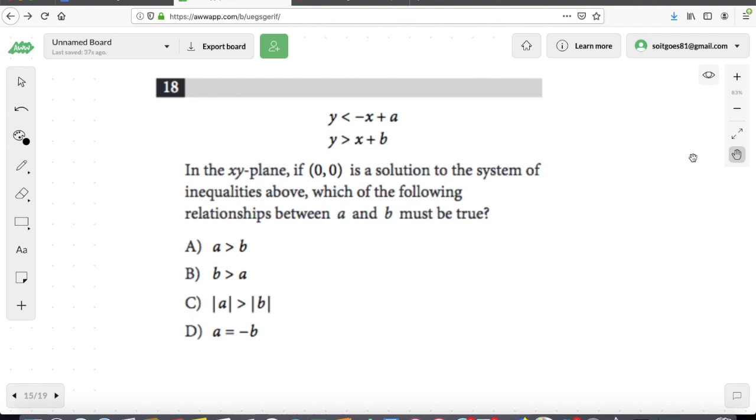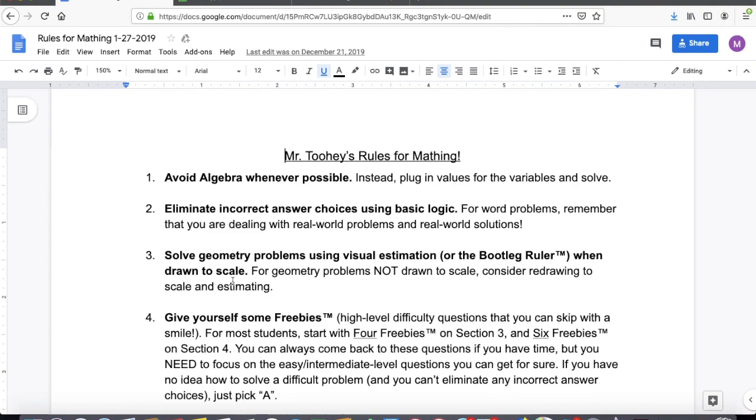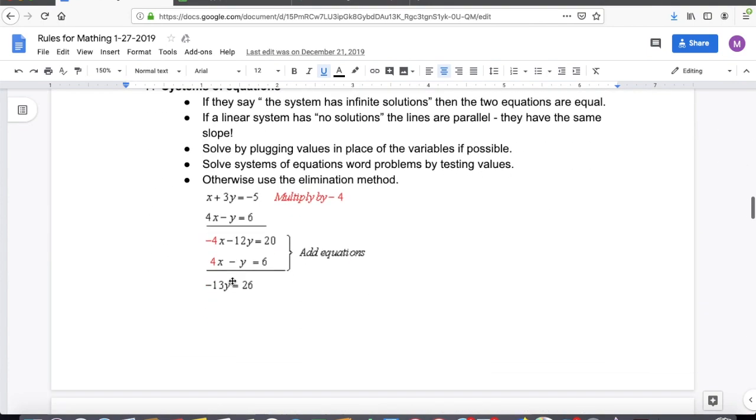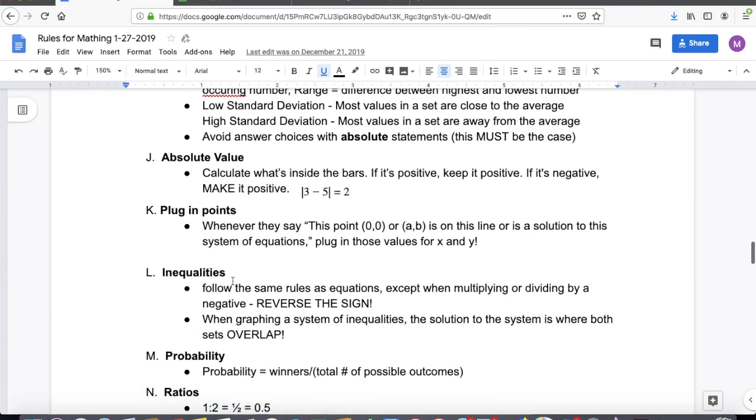Boy. Okay. A couple things about this. First, take a look at this, where they say if 0, 0 is a solution to the system of equations or inequalities. Whenever they give you a point on a line, or an ordered pair like that, they're begging you to plug in those values for x and y. They want you to plug in the 0 for x and the 0 for y. In fact, I've got it in my Rules for Mathing in the Basic Concept cheat sheet. I think it's Basic Concept K.